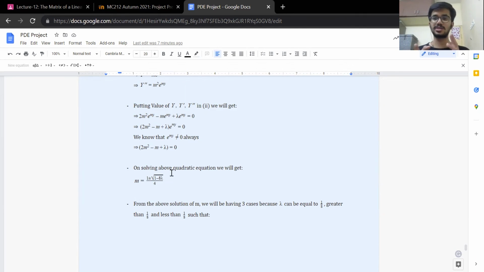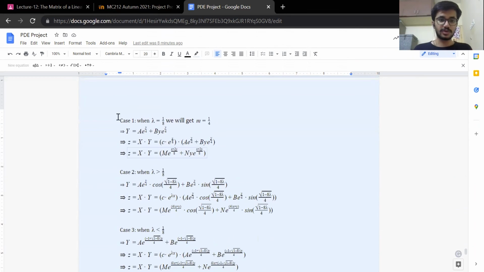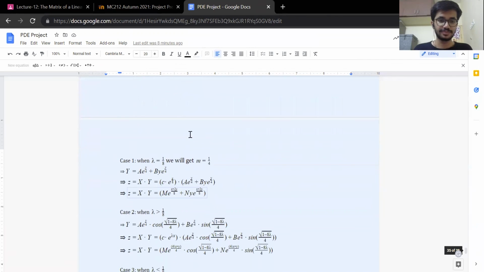Second case, when λ is greater than 1/8, we would go in the complex part because it would be under the root in the negative form, so m would be in the complex part. And the third case, when λ is less than 1/8, the root part would still remain, but it will be positive, so not in the complex, it will be in the real part. So we go for the first case where λ is equal to 1/8. At that time we get m as 1/4.